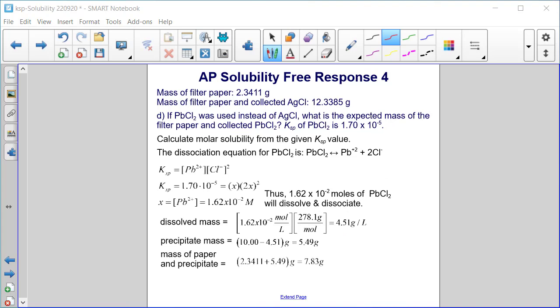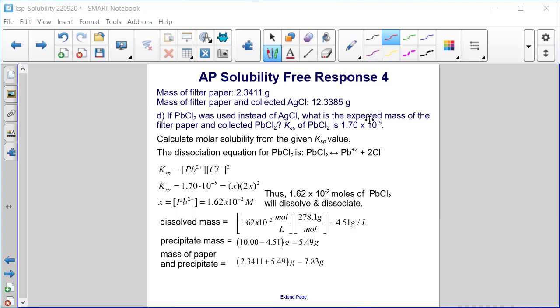D. If lead-2 chloride was used instead of silver chloride, what is the expected mass of the filter paper and collected lead-2 chloride if Ksp of lead-2 chloride is 1.7 times 10 to the minus 5? So let's find the molar solubility from the given Ksp value. The dissociation equation for lead-2 chloride is PbCl2 dissociates into Pb2+ and 2 chloride minus ions. And the Ksp expression is the concentration of the lead-2 plus ions times the concentration of the chloride ions squared.